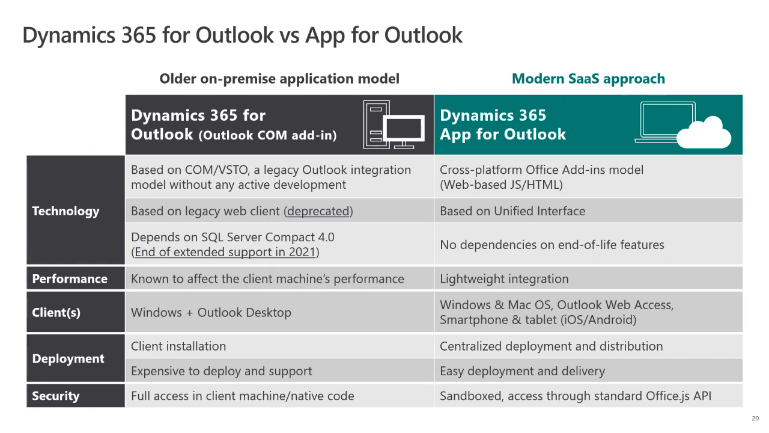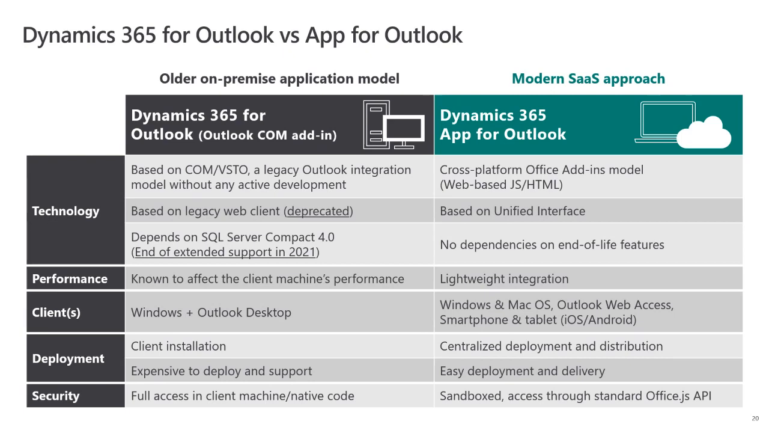The Outlook COM add-in also has a dependency on the legacy web client, which is deprecated and will stop working after December 1st, 2020, whereas the app for Outlook uses the unified interface to render records. The COM add-in depends on SQL Server Compact 4.0, which has an end of extended support next year, while the app for Outlook doesn't have dependencies on end-of-life features.